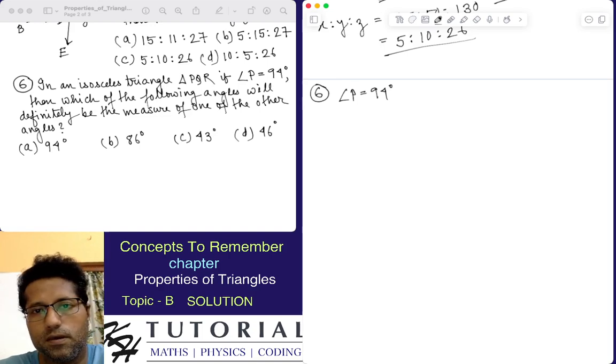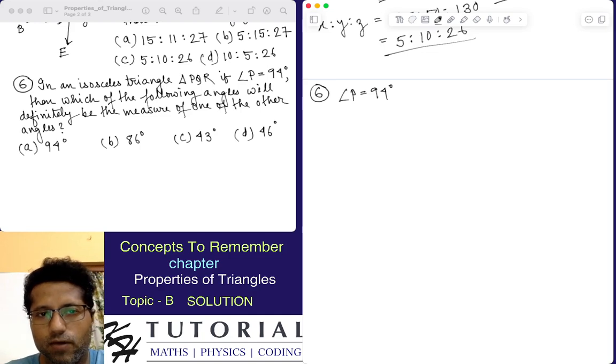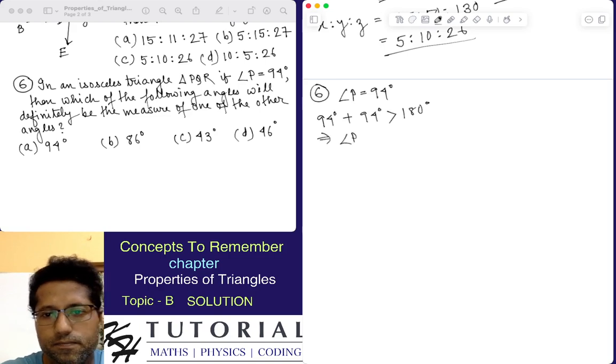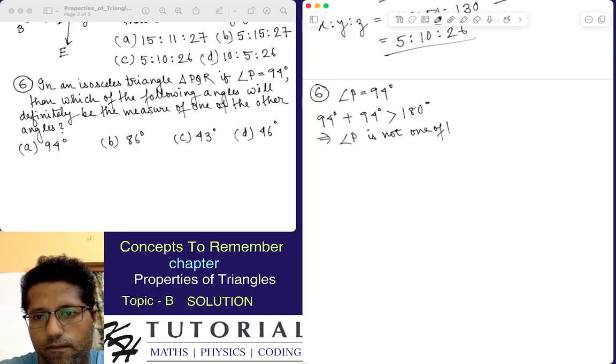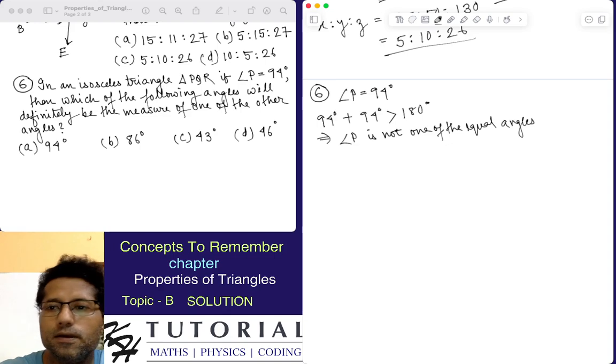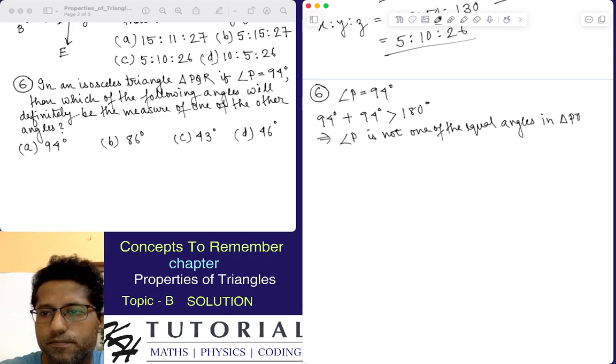Now, if 94 degree cannot be an equal angle. In this isosceles triangle, we will have two angles equal, and those two angles cannot be 94 degree, because 94 degree plus 94 degree is becoming greater than 180 degree. This implies angle P is not one of the equal angles in triangle PQR.